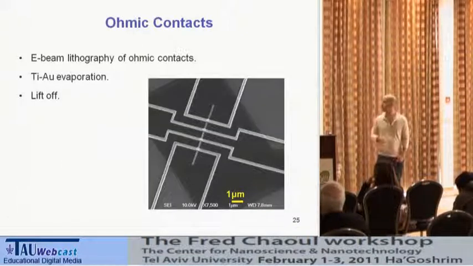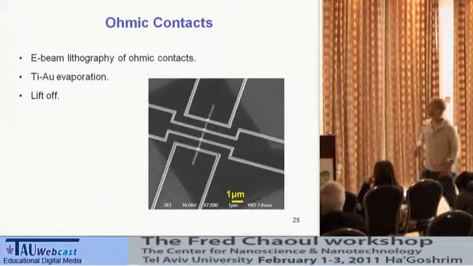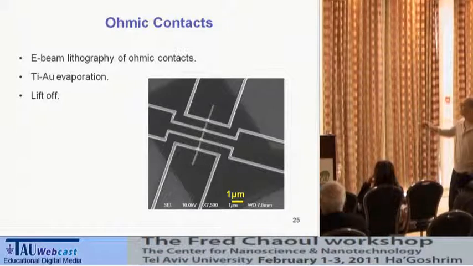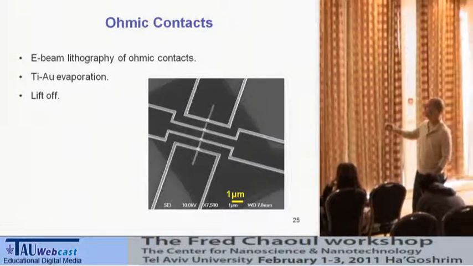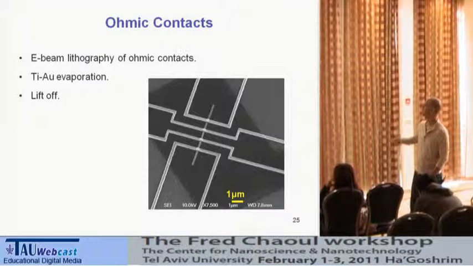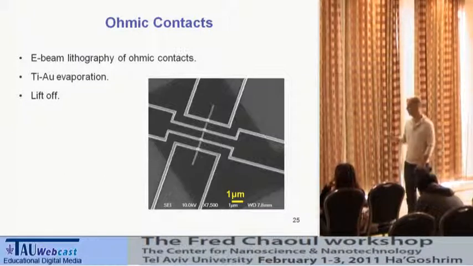And this is the output of what we see. Hard to see here. The whisker is over here. These are the ohmic contacts over here. These four lines over here are in order to measure the resistance.